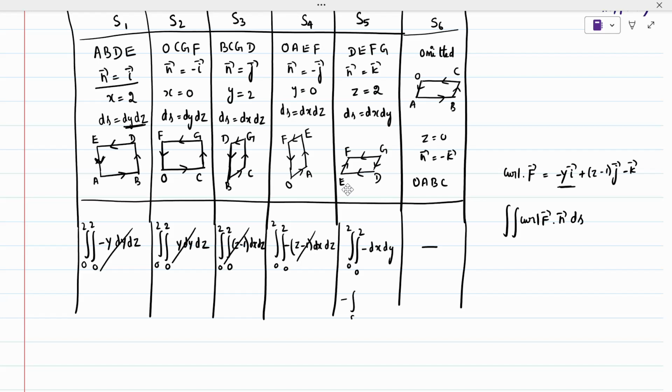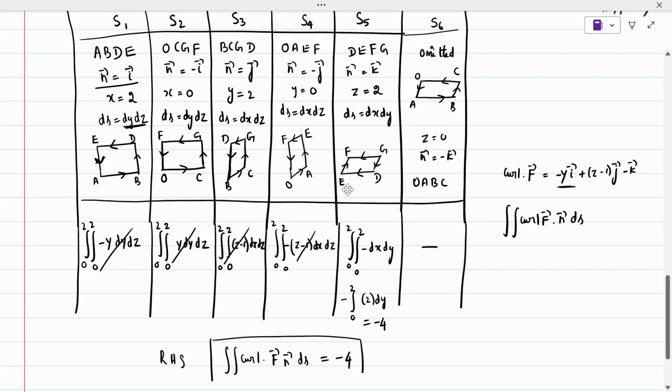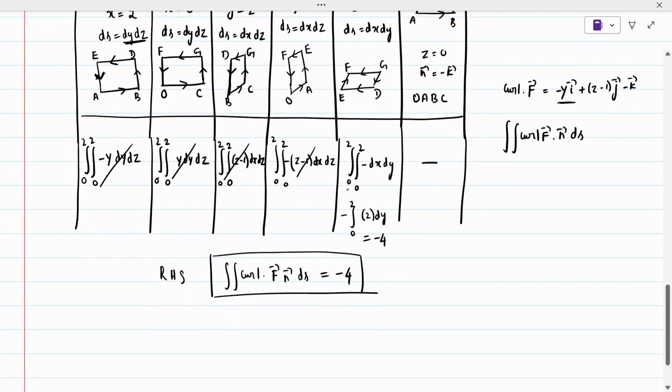Minus integral 0 to 2 of x, when I integrate I will be getting 2 into dy again. So one more time when I do it, it's nothing but minus 4. Already every other answer got cancelled, so it is minus 4. Now my right hand side, RHS, will be the double integral over S of curl f into n ds, which is nothing but minus 4. So already I got the left hand side as minus 4, and now the right hand side is also minus 4. So Stokes theorem is verified. Hence verified.